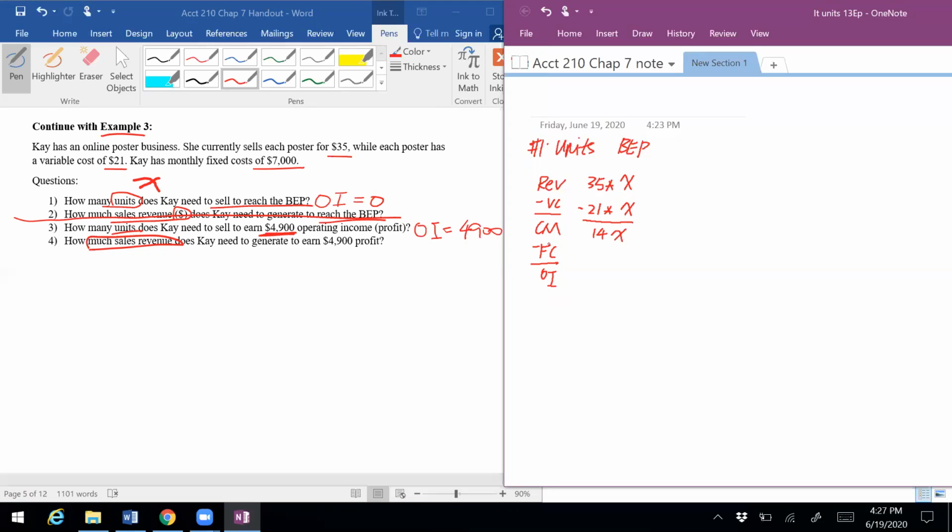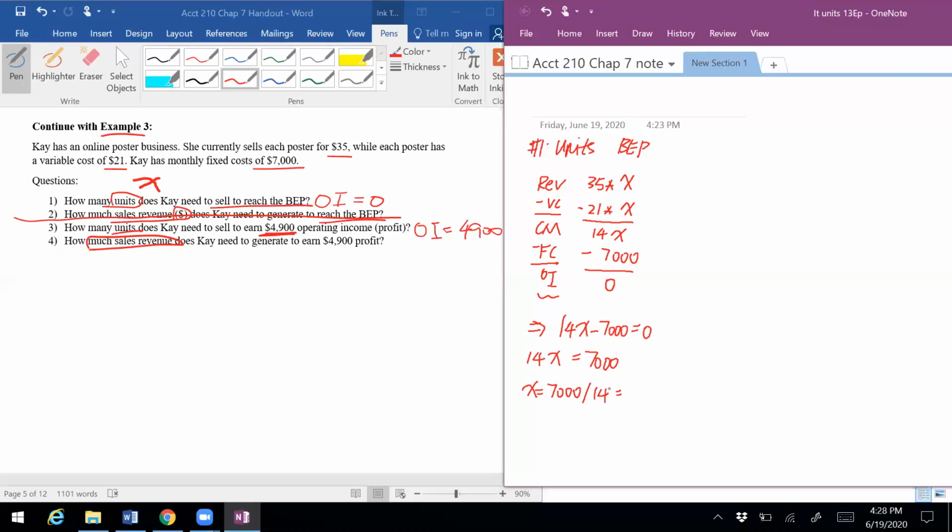And then my total fixed cost is 7,000. What is my operating income? It should be at the break-even point, so it should be zero. Now to solve this question: 14x minus 7,000 equals 0. 14x equals 7,000, and then x equals 7,000 divided by 14. I got the number. I want to hear your answer, whether you did this, yes or no.